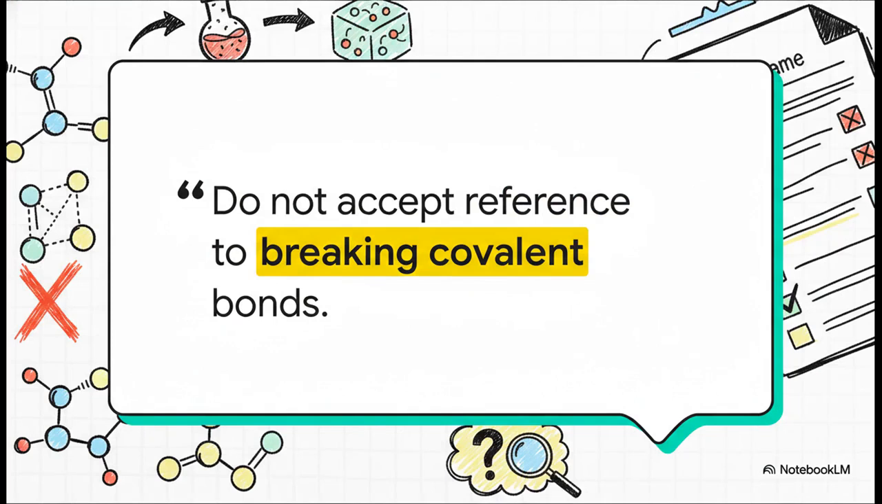Now, stop for a second, because this is a huge warning pulled straight from the mark scheme. This is such a common mistake. When you change state, like melting or boiling, you are only overcoming the weak forces between molecules, the intermolecular forces. You are not breaking the strong covalent bonds inside the molecules. If you mention breaking covalent bonds, you will lose marks, even if the rest of your answer is absolutely perfect.